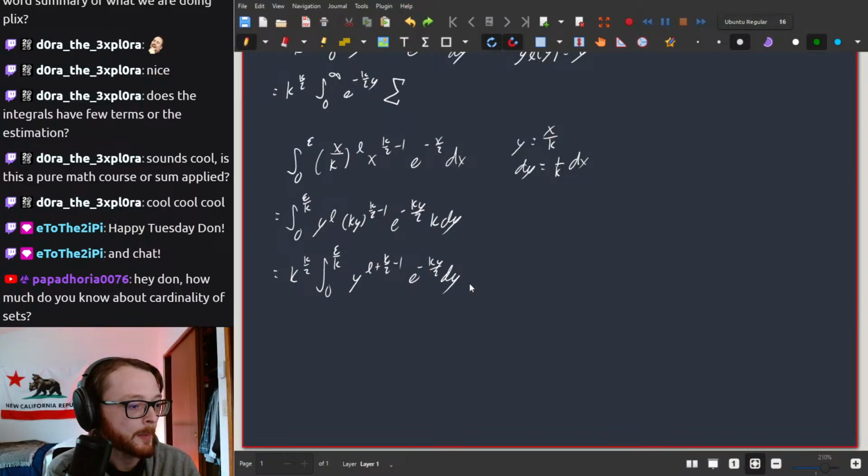Hey, Papadoria. The basics of cardinality of sets, like if you're talking about Cantor's diagonalization, I know that. And that's of the natural numbers, integers, rationals, that kind of hierarchy.